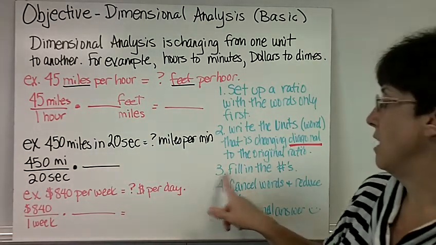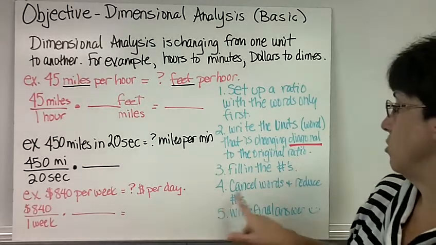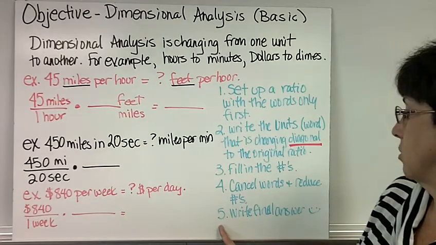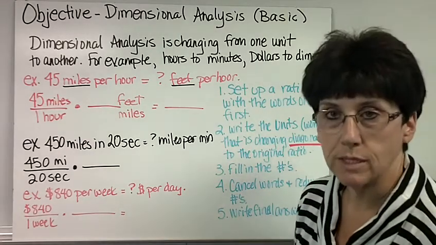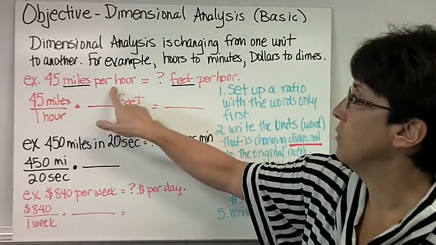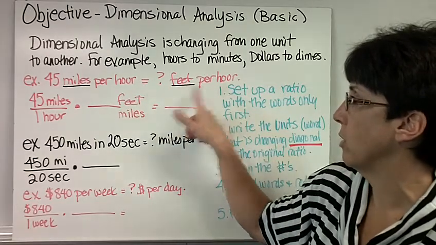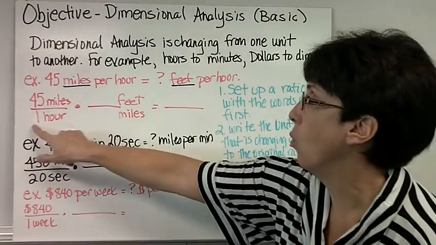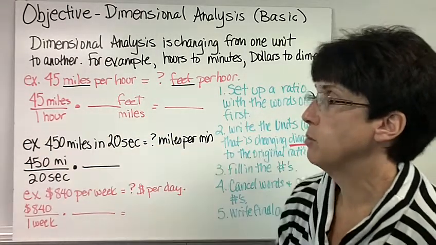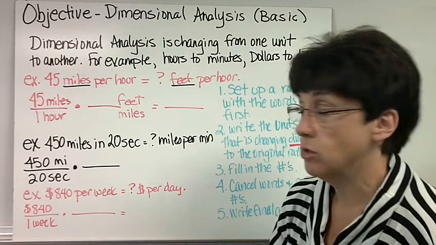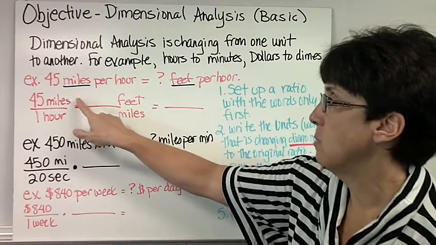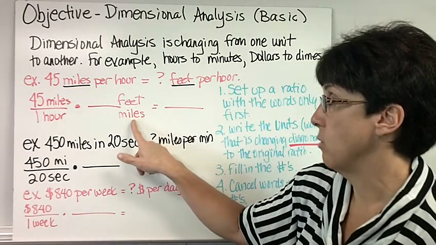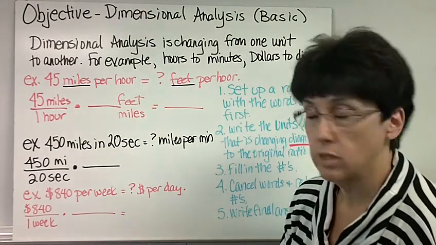All right, then you fill in the numbers. Then you cancel with the words and reduce the numbers, and you write your final answer. So let's see what I'm talking about. 45 miles per hour changing to feet per hour. 45 miles in the numerator, per is your division line, 1 hour in the denominator. And I like to put the 1 in front of it here just so I remember what I'm multiplying by. Now I want to change miles, so since it's in the numerator, I write it in the denominator, and then I want to change from miles to feet, so that's the other word that I write.